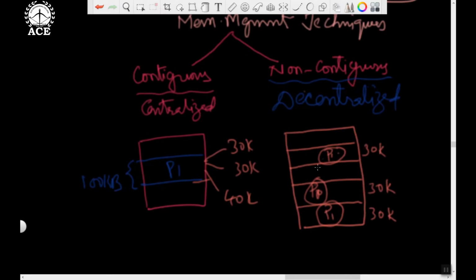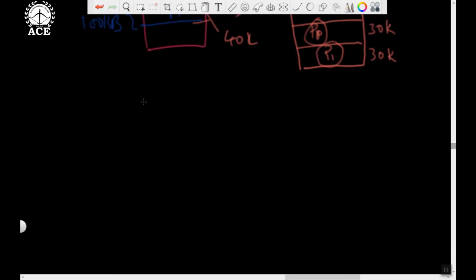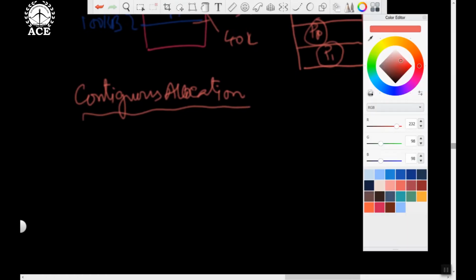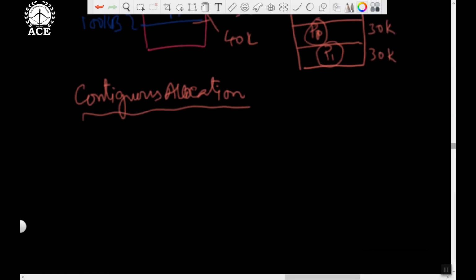So if I divide this into 3 units, for example, 30K, 30K, and the other will be 40K. Maybe one part here, another part here, another 30K, and this is another 30K. This is called non-contiguous, meaning the whole program is not at one place. It is distributed in different areas of memory. That is what is called non-contiguous allocation. Followed?